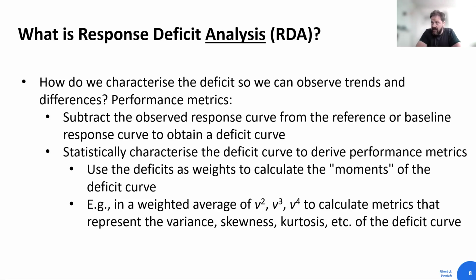So, typically I've used the deficits as weights to calculate the moments of the deficit curve by using them as weights in the weighted average of wind speed squared or cubed or raised to the power 4 to give a metric that is indicative of something like the variance or the skewness or the kurtosis of the deficit curve. And then those are numbers that I can plot in a graph.